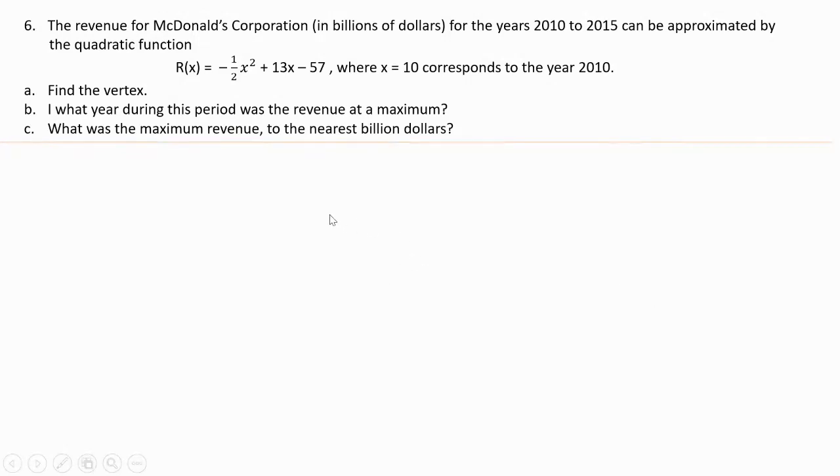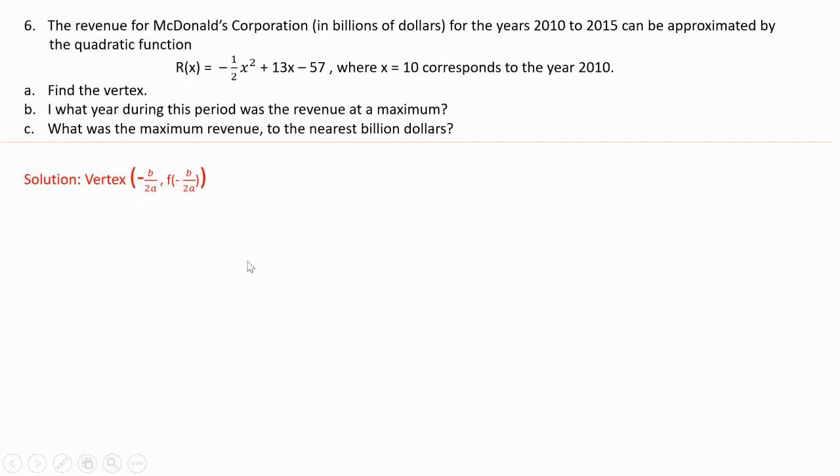So for part A, they're asking to find the vertex. And then for B, in what year during this period was the revenue at a maximum? And for C, what was the maximum revenue to the nearest billions of dollars? So once you find part A, you also found parts B and C, because B will be the x part of the vertex, and C will be the y part of the vertex. Okay, let me show you how it's done.